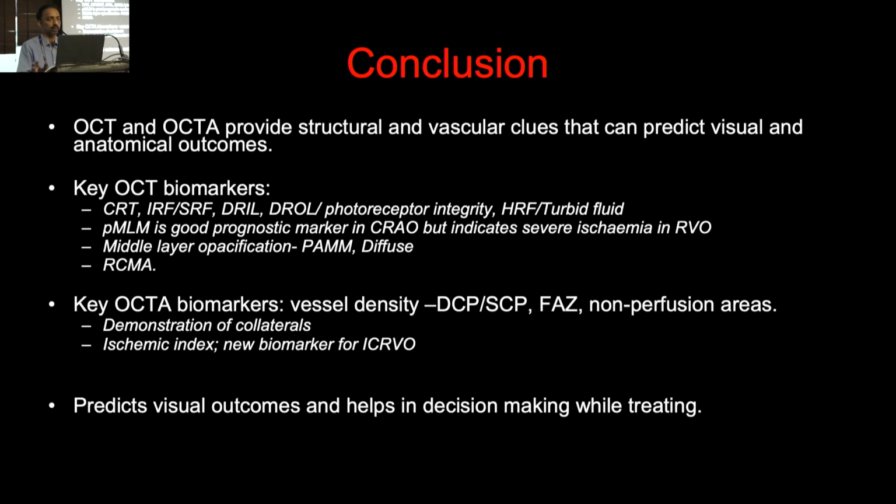So to conclude, OCT and OCT angiography provide structural and vascular clues that can predict visual and anatomical outcomes. We have now identified certain key OCT biomarkers and OCTA-based biomarkers which help us predict visual outcomes and help in decision making while treating these patients.